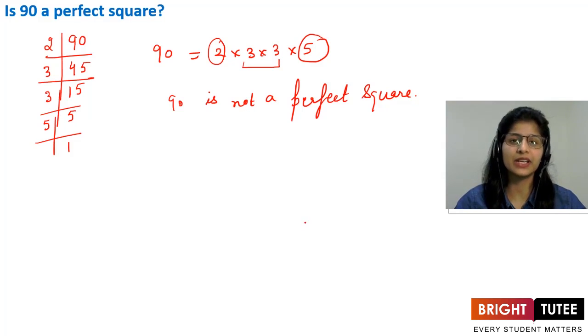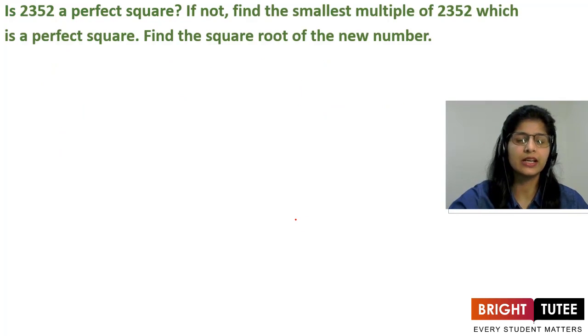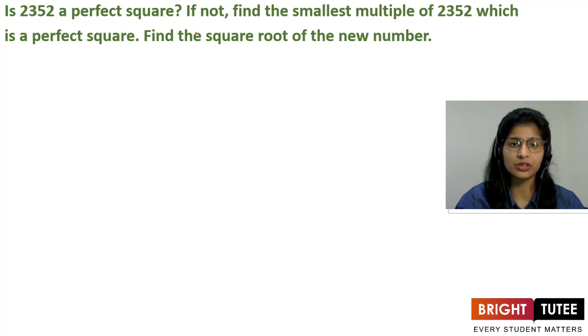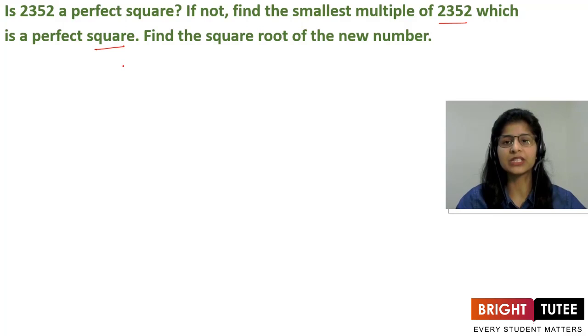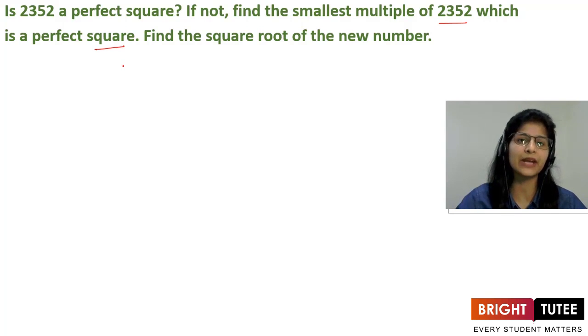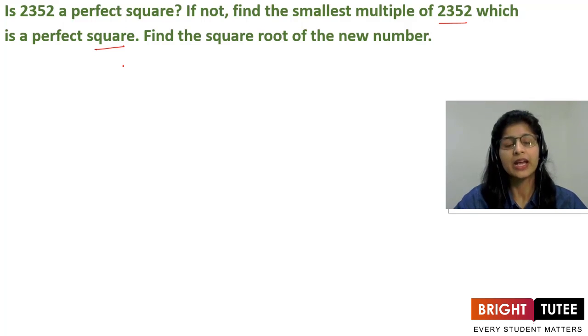Let's move ahead with a very interesting question. Just see here, they are saying, is 2352 a perfect square? First of all, we will check whether it's a perfect square or not. We'll do the prime factorization of it and try to pair the prime numbers. If not, find the smallest multiple of 2352 which is a perfect square. That means 2352 should be multiplied with something so that it becomes a perfect square. And when we multiply it, it will become a perfect square, of which we have to find the square root.